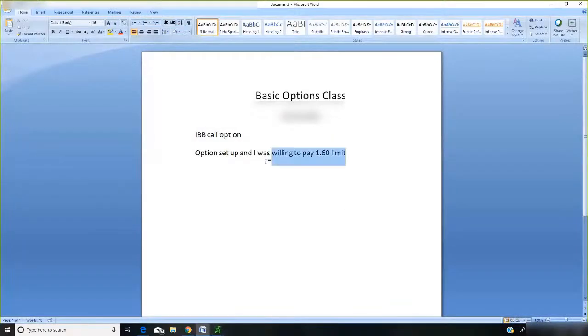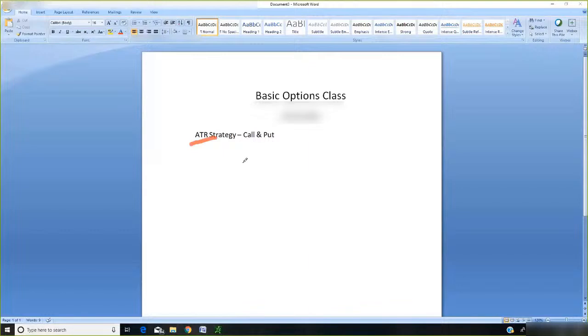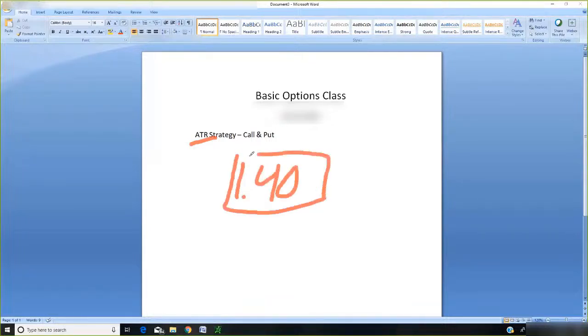But it's called the ATR, okay? It's the ATR strategy, which stands for the Average True Range, okay? We're going to look at both call options, and you can also do it with put options, okay? So the first thing we need to do is understand what the ATR is. Well, the ATR is called the Average True Range, and it shows you what this stock normally moves on a daily basis, okay? So if the ATR says 1.40, that means the stock you're looking at moves on average $1.40 a day.